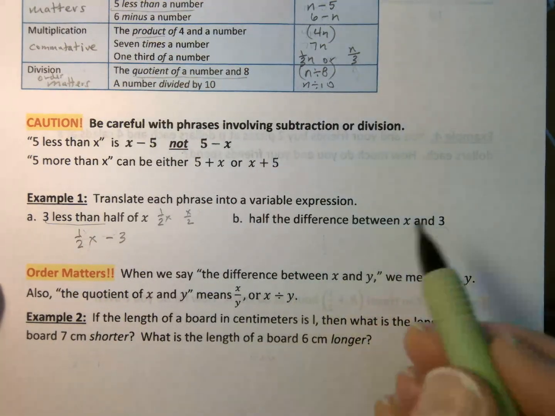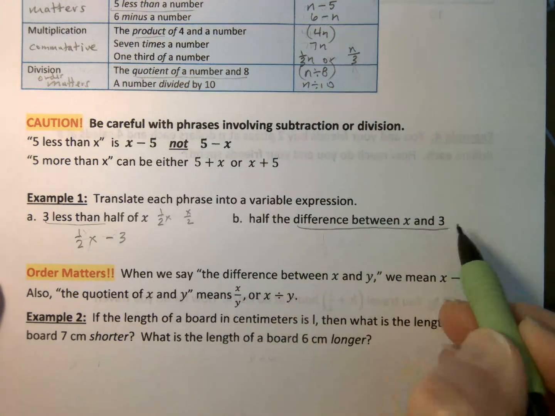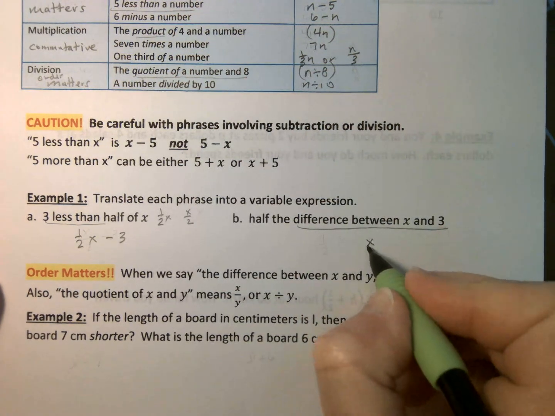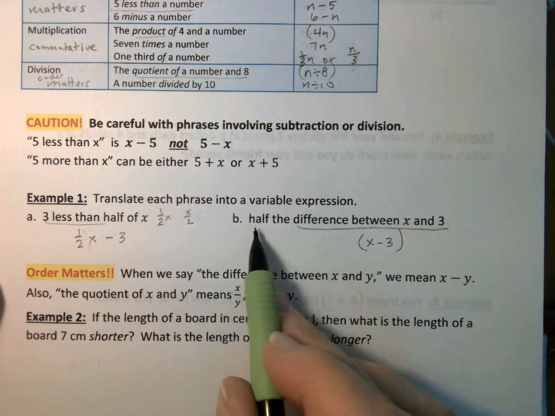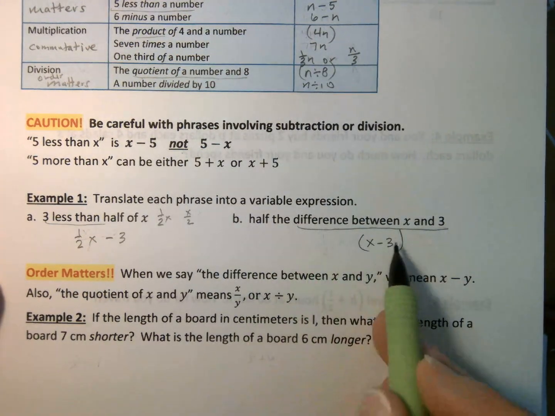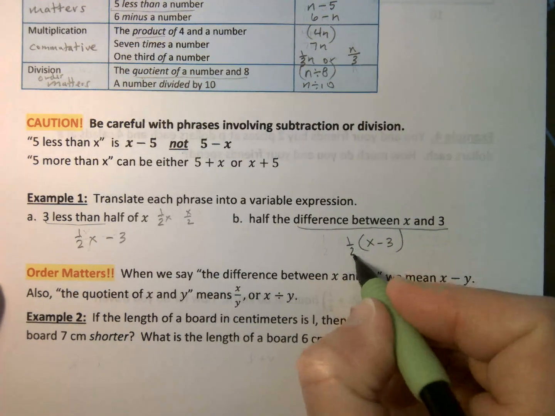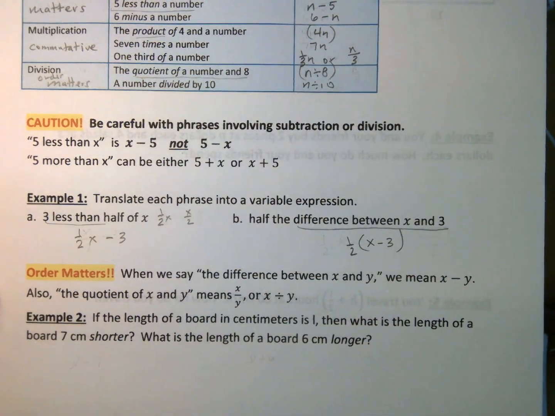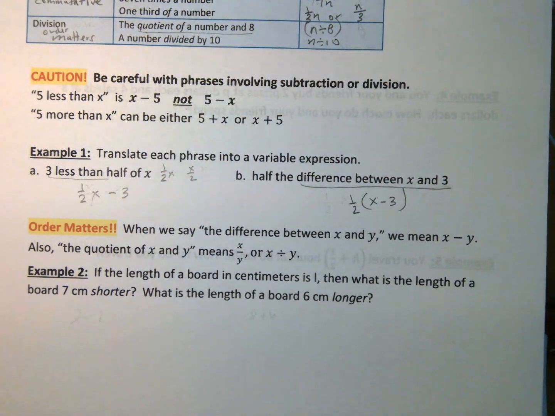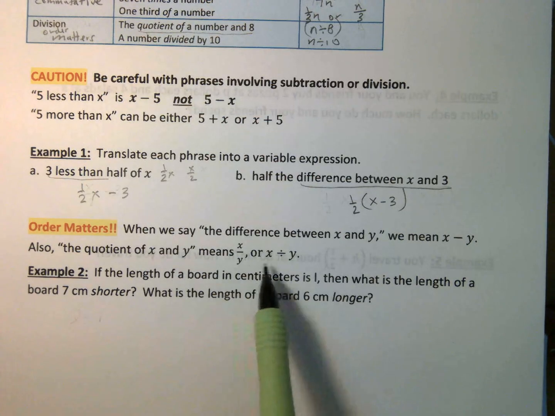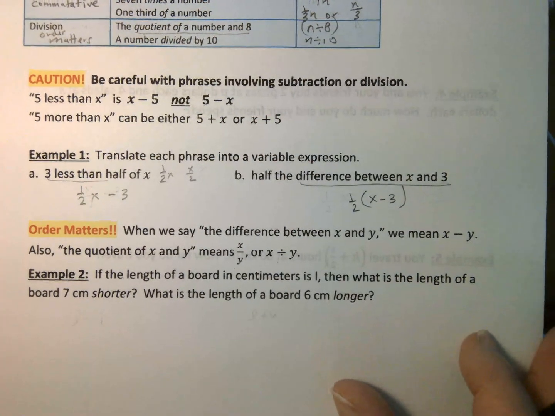Half the difference between x and 3. So here's a situation where the difference between x and 3 is x minus 3, and I'm going to put it in parentheses because it's half of the difference, and this whole thing is the difference. So half of the difference is going to look like that. Okay, again, order matters. When we say the difference between x and y, we mean x minus y. Also, the quotient of x and y means x divided by y. And there's 2 different ways that we can write it.